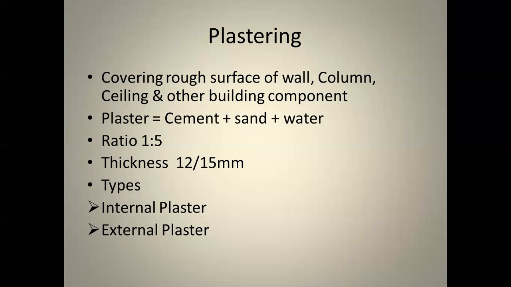So plaster is the composition of cement, sand and water in proper proportion. The ratio will be 1 part of cement with 5 parts of sand. The thickness will be 12 to 15 mm. If the surface is smooth, we can go for 12 mm. If the surface is hard and rough, we can go for 15 mm. And in types, we have two types of plastering: one is internal plaster, another one is external plaster.